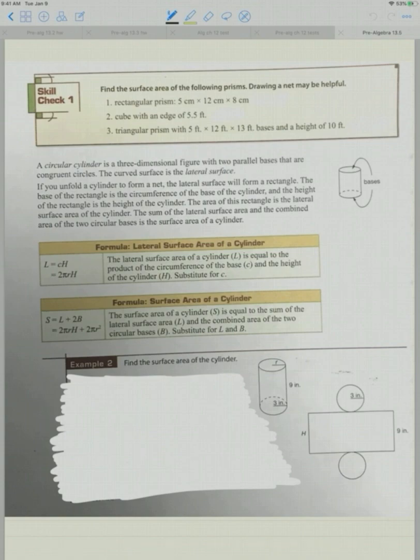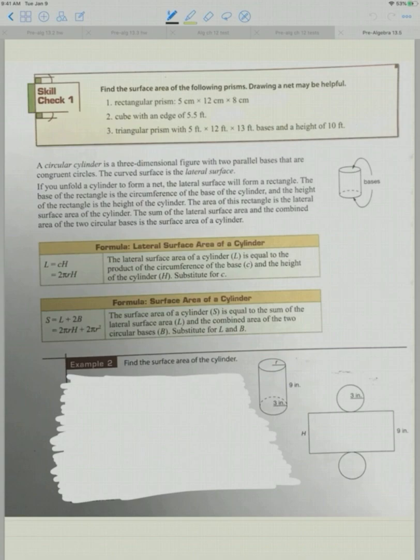Okay, now I'm going back and we're going to start talking about circular cylinders. I said we'd come back to those. Those are our soda cans, okay? A circular cylinder is a 3-dimensional figure with 2 parallel bases that are congruent circles. The curved surface is the lateral surface. If you unfold a cylinder to form a net, the lateral surface will form a rectangle. The base of the rectangle is the circumference of the base of the cylinder, and the height of the rectangle is the height of the cylinder. The area of this rectangle is the lateral surface area of the cylinder. The sum of the lateral surface area and the combined area of the two circular bases is the surface area of a cylinder.